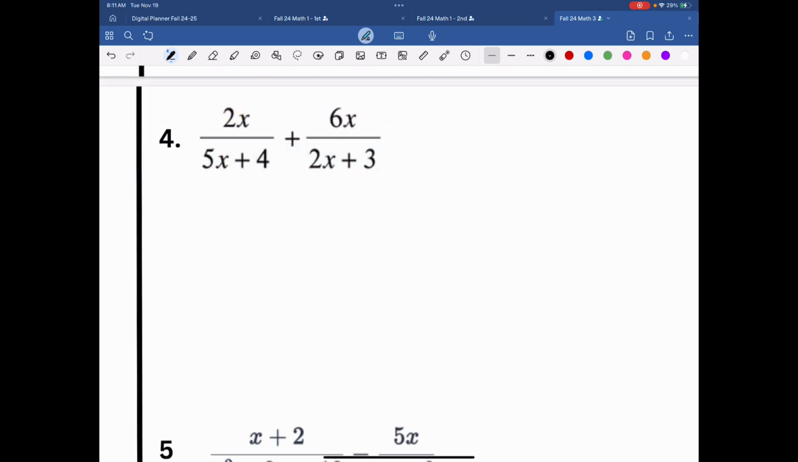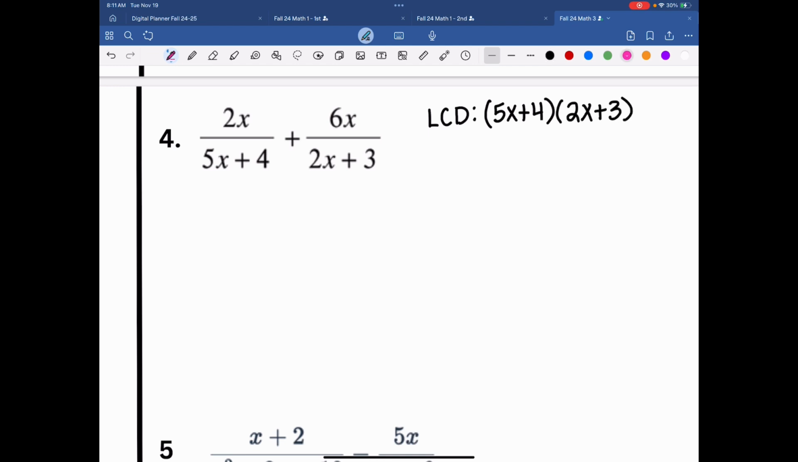All right, for number 4, we have 5x plus 4 and 2x plus 3. So first thing I need to do is just make sure that I can't factor it and reduce it in any way. So I'm looking at the first one. We have 5x plus 4. That can't be reduced. And neither can 2x plus 3. So my LCD is going to have to be a combination of both of them. So we have 5x plus 4, and we have 2x plus 3.